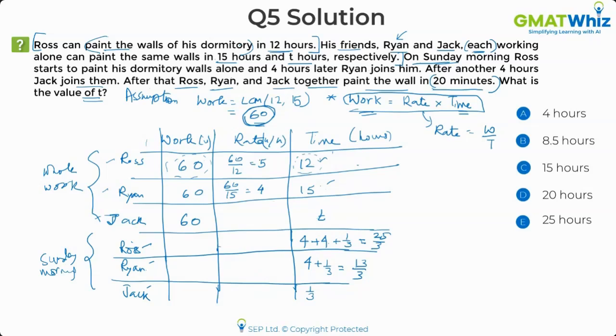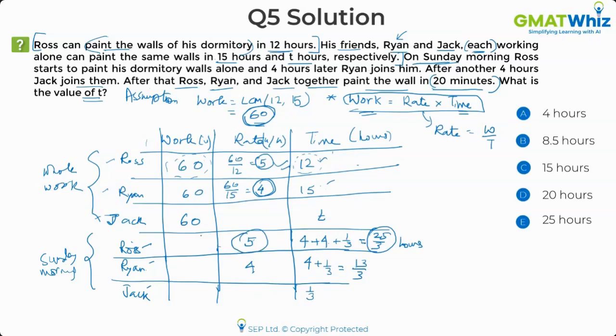But I know the rate, and I should be happy that I know the rate, because now I can plug in the rates. The rates never change. This is the rate they are working with. So I know the rates out here. This is 5, this is 4. I know that Ross has worked for 25 by 3 hours when they were working on Sunday morning. I know his rate is 5.